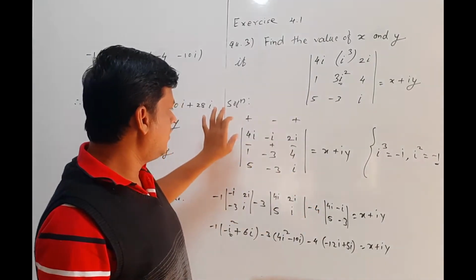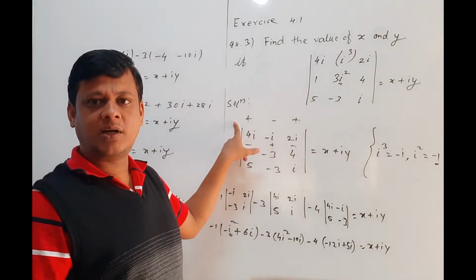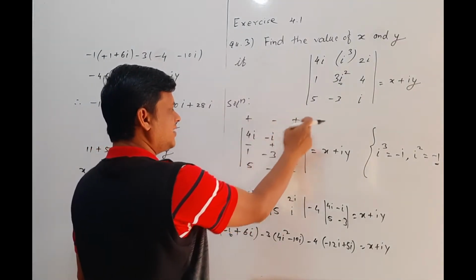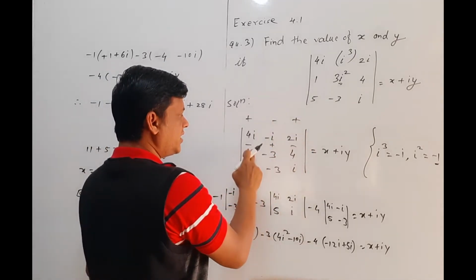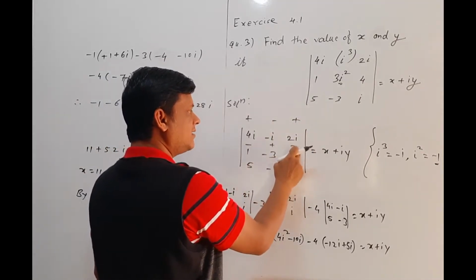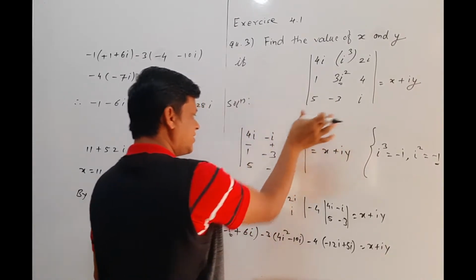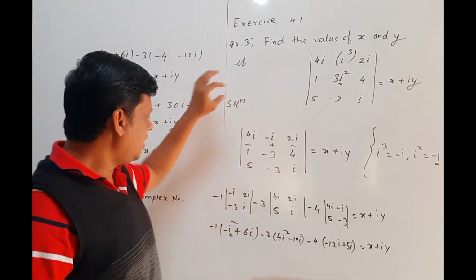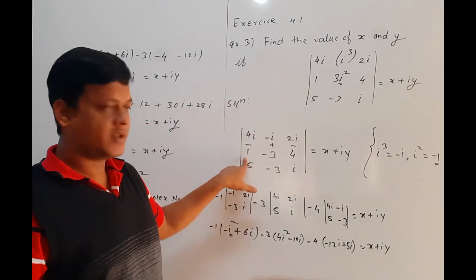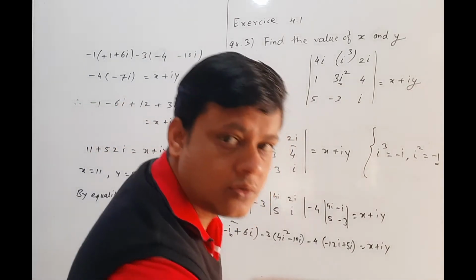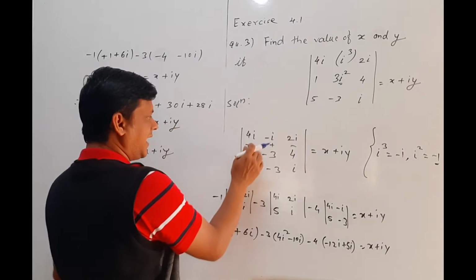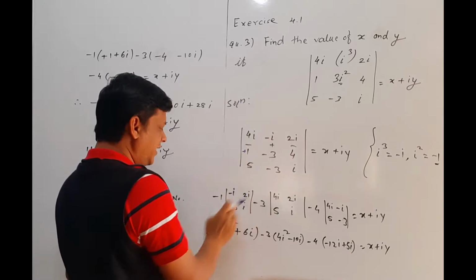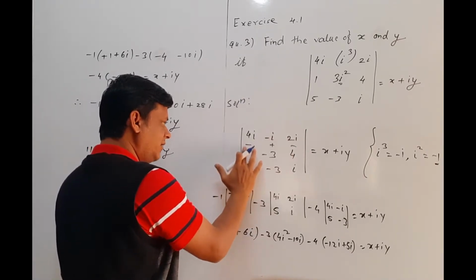Now we have to solve this determinant. You can use any row. First we write plus minus plus for the first row, and for the second row we write minus plus minus. How to write that we discussed in the first lecture. Now with the help of the second row we solve this determinant. Since the sign of 1 is minus, we write minus 1.